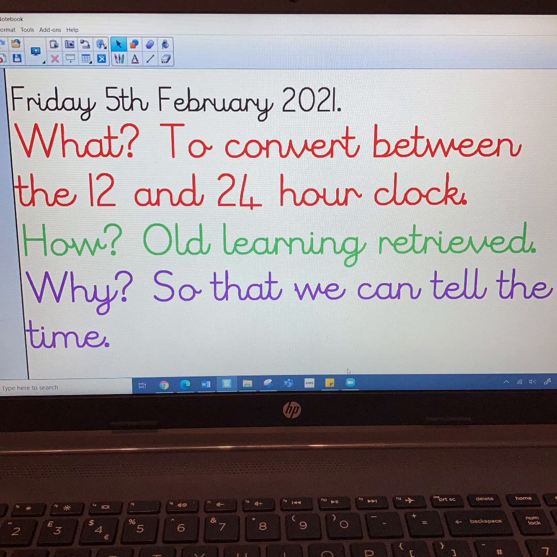So all week we have been learning all about time. We have learned how to tell the time, and yesterday we started looking at converting between a 12 and a 24-hour clock. So today we're going to apply that knowledge again, so we're really confident with it. How are we going to do it? Well, it's old learning retrieved, and it's retrieved from yesterday. And the why, the same as ever this week, is so that we can tell the time, because as I keep repeating, it really is such an important life skill.